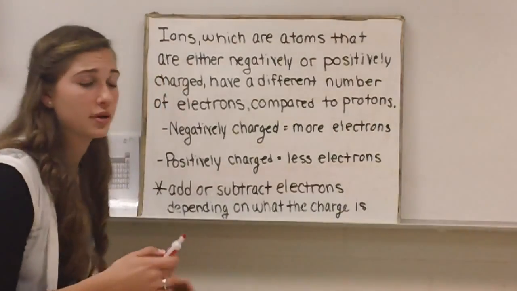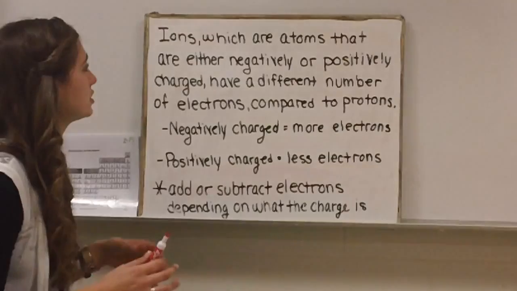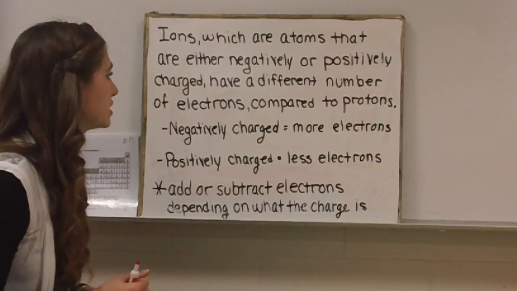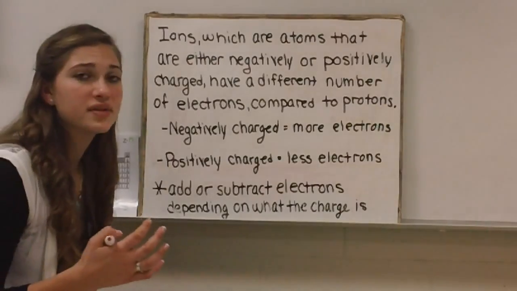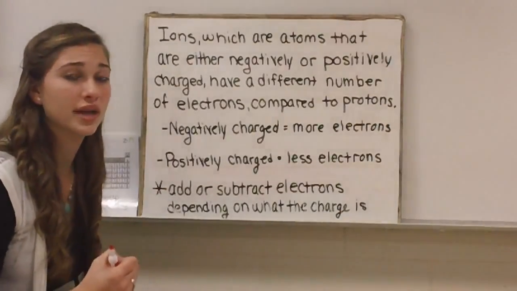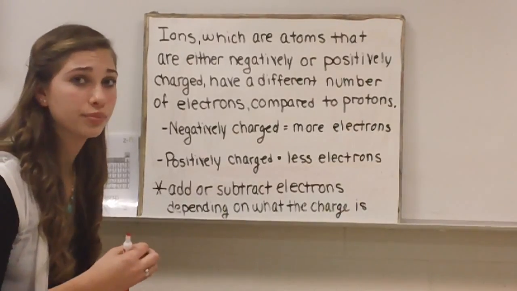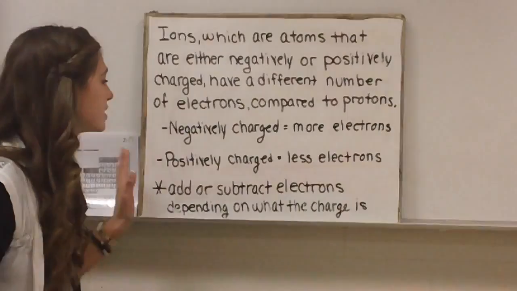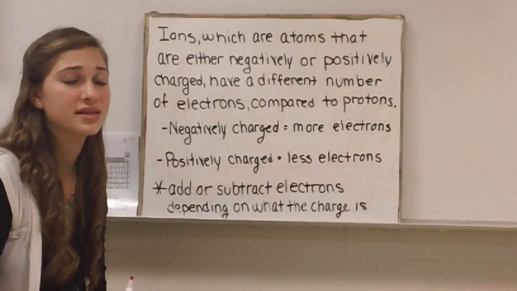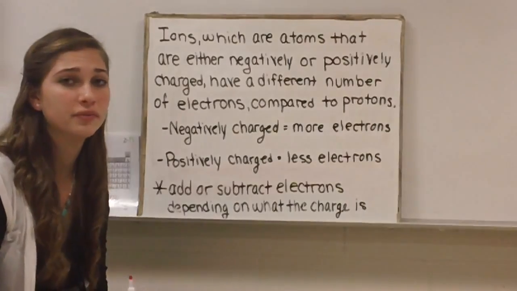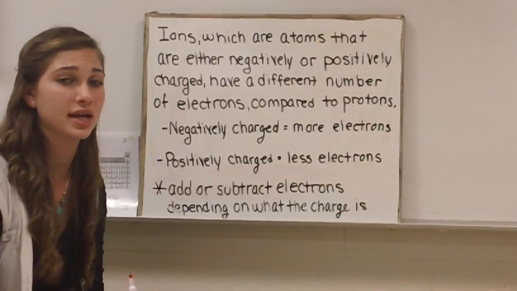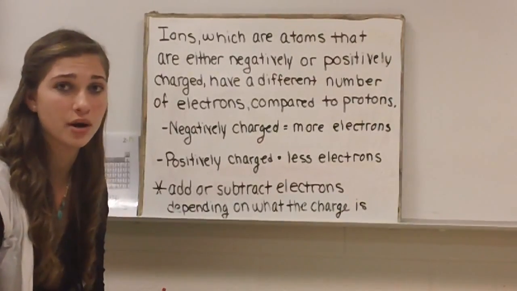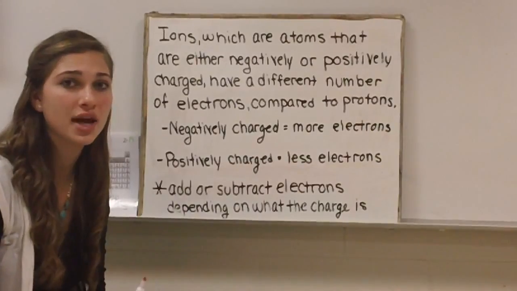So when it's not neutral, we are talking about ions. Ions are atoms that are either negatively or positively charged, and have a different number of electrons compared to protons. So if you have something that's negatively charged, that means that there's more electrons in that atom than there are protons. So we're going to have to add electrons to that atom. If something is positively charged, that means that there's less electrons. Something you have to keep in mind, the number of protons is never changing. It's the electrons that can change. Think of it as the protons are stuck in the nucleus, so there's nothing you can do to change that number. But electrons are not in the nucleus, so you can change that number.